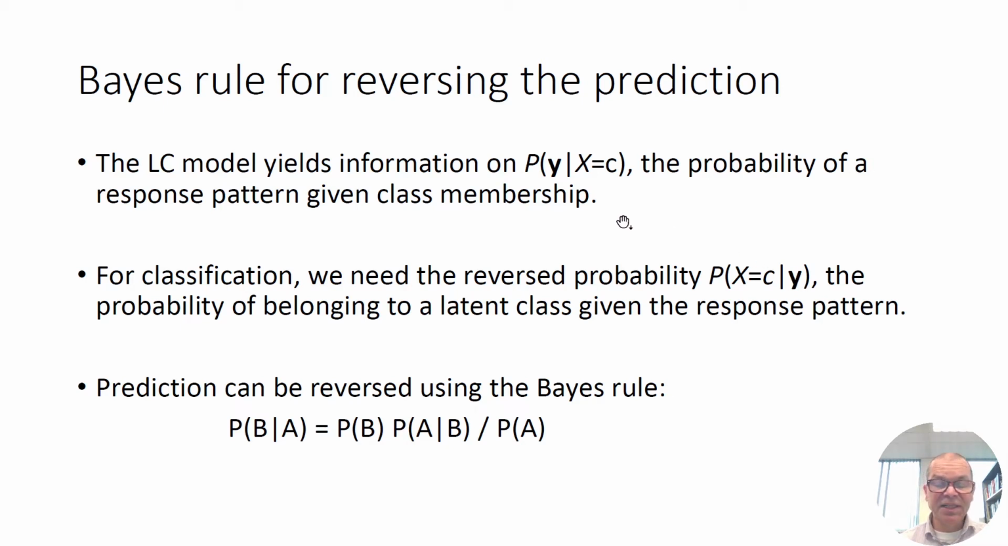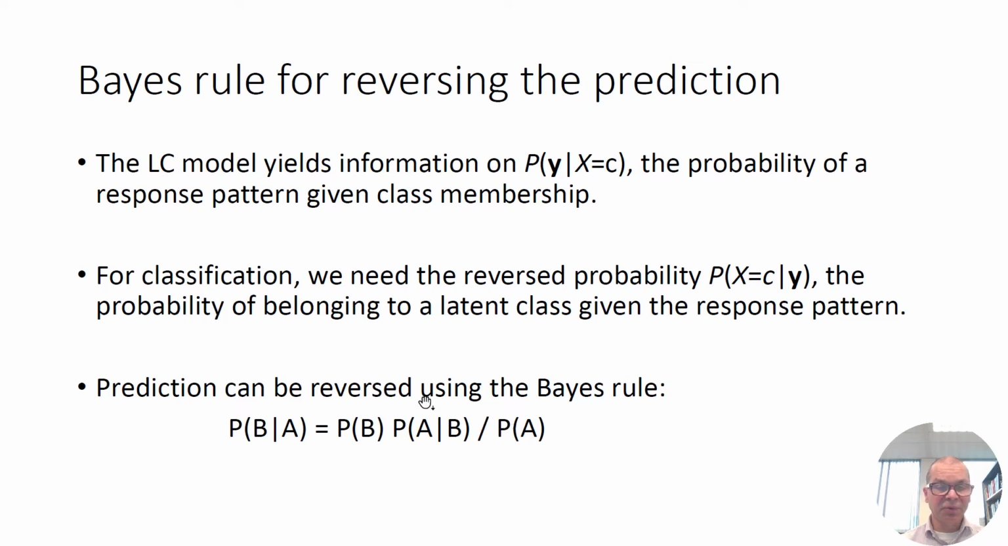Well, it's well known that the prediction can be reversed, which is what we need here. Instead of predicting y from x, we want to predict x from y using the Bayes rule. And the Bayes rule, let's say in general terms, is written out here. If you want to know the probability of b given a, and you have the probability of a given b, then you can transform the probability of a given b into the probability of b given a using this formula, by multiplying the probability of a given b by the probability of b, and then dividing by the probability of a.